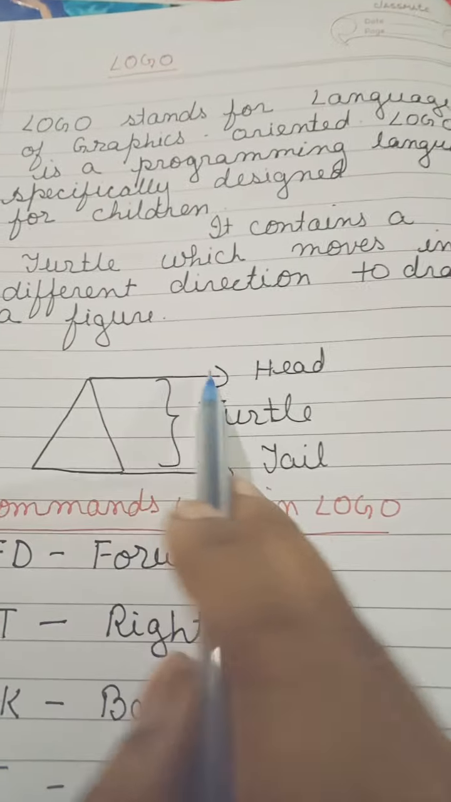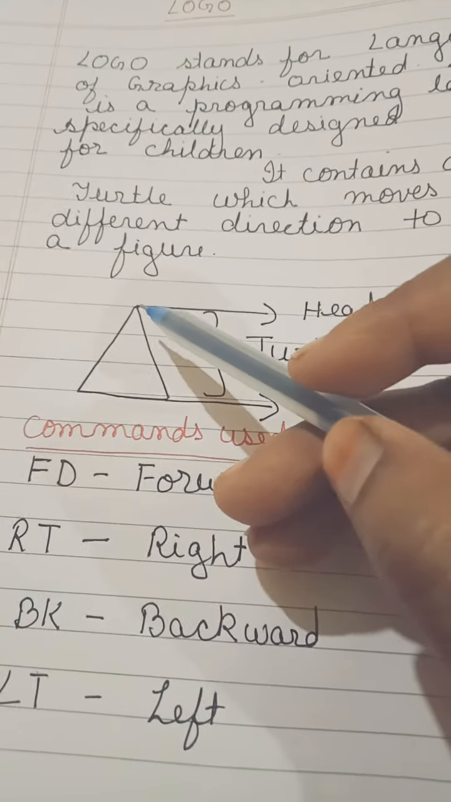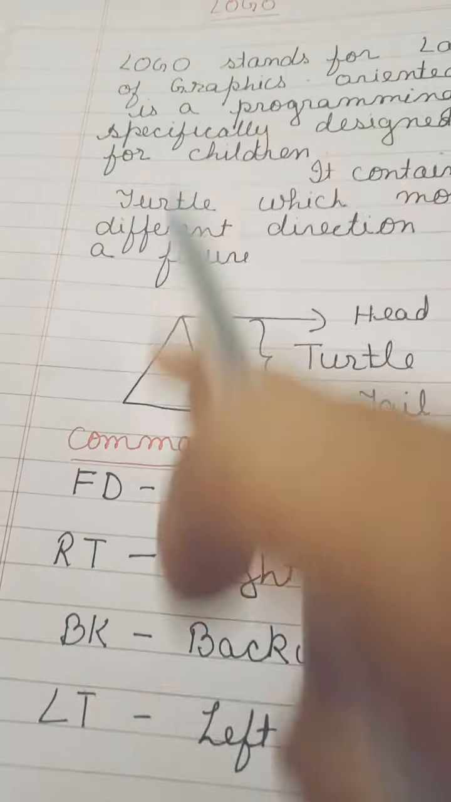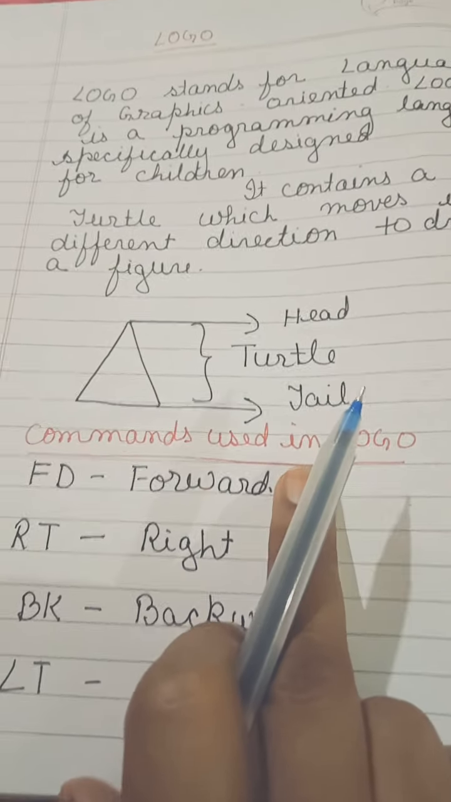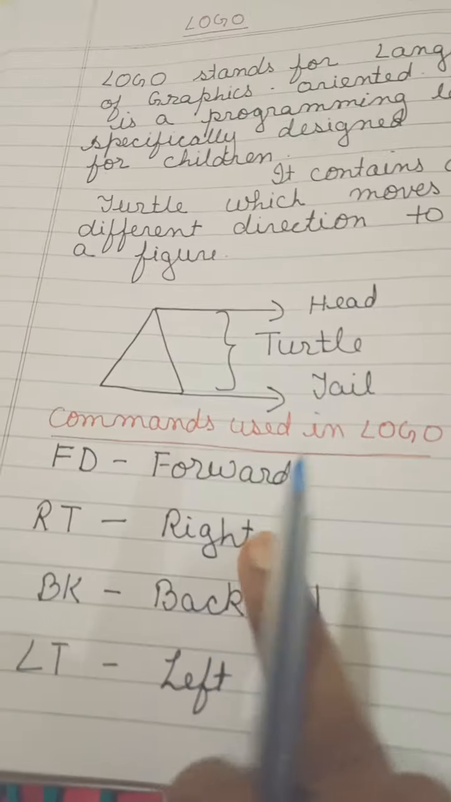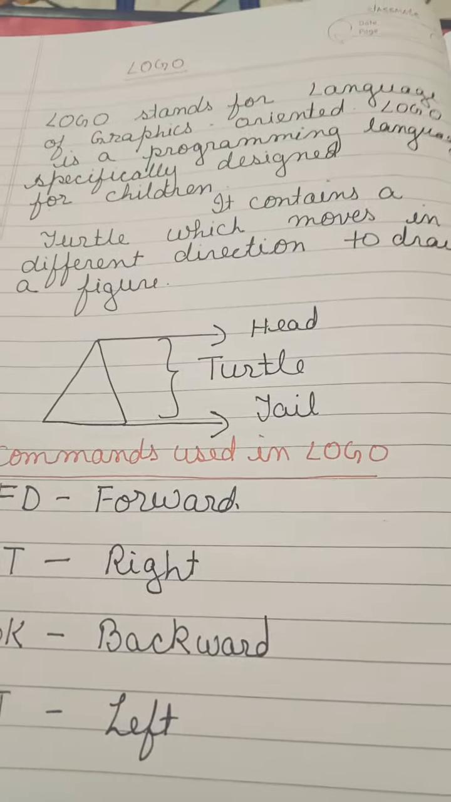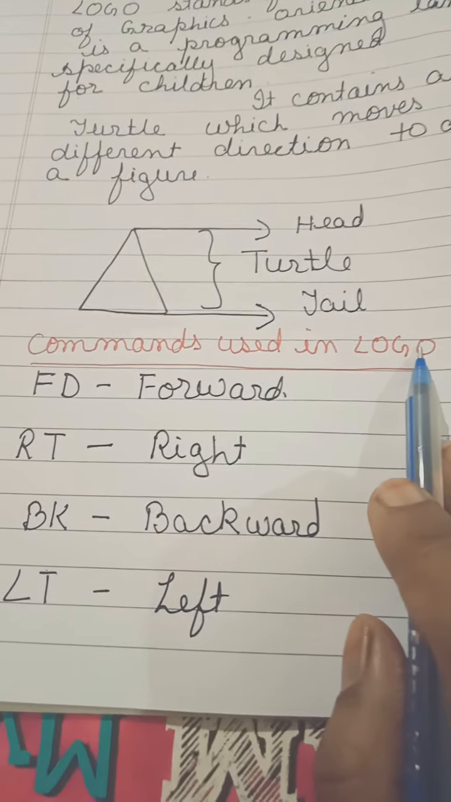See, it has two parts: a head and a tail. As we give the command, this turtle moves forward or backward, left or right, or moves according to the angle, which we will learn later on. So this turtle moves and the figure is drawn, because we know what Logo is: a language of graphics oriented. Clear? Now see, there are certain commands which are used in Logo.